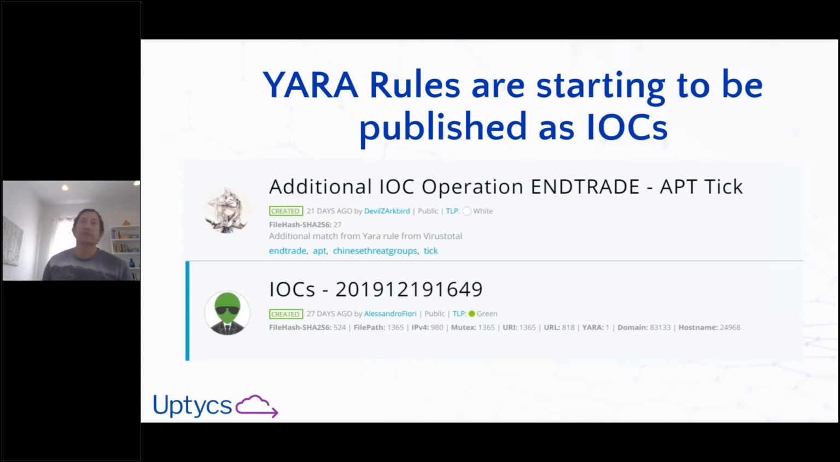So we're starting to see a few YARA rules published as IOCs. You can see here there's a pulse on Alien Bolt, and at the bottom here, it's specifying a bunch of SHA-256 hashes. There's 524 of those, and there's one YARA rule. So it's good to see that YARA is starting to get a little bit of traction.